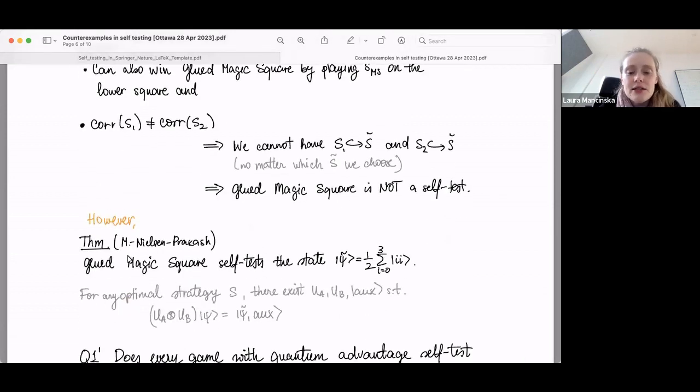However, it turns out that while it doesn't self-test the full strategy, the measurement operators, in some precise sense one can show that these two strategies I just told you about are essentially the only ones. So now you don't have a single optimal strategy, but two inequivalent ones, and they both use the same state, the same state as the magic square. So this glued magic square game still self-tests a state: the maximally entangled state in dimension 4.